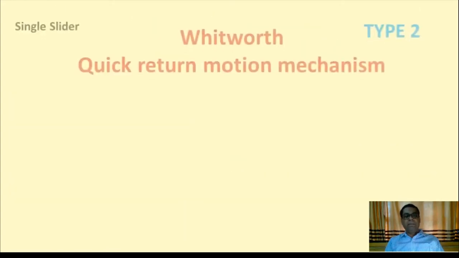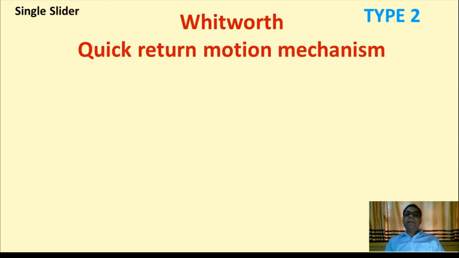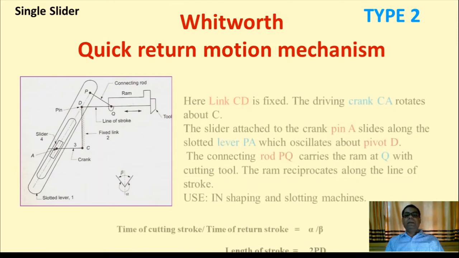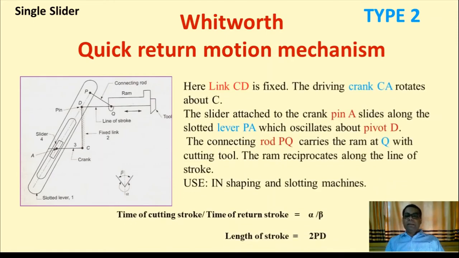Which you can see over here. Now type 2 of the single slider is the Whitworth quick return motion mechanism. The Whitworth quick return motion mechanism is a modification of the previous type of mechanism, obviously. Now here the link CD is fixed, the driving crank CA rotates about C, and the slider attached to the crank pin A slides along the slotted lever PA, which oscillates about the pivot D.